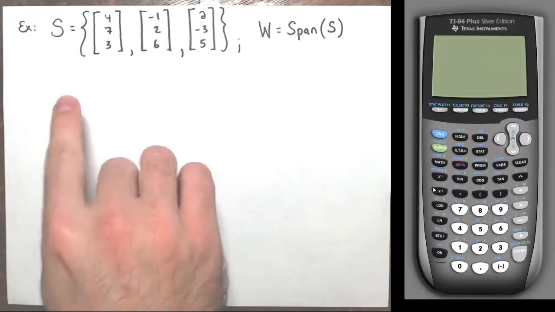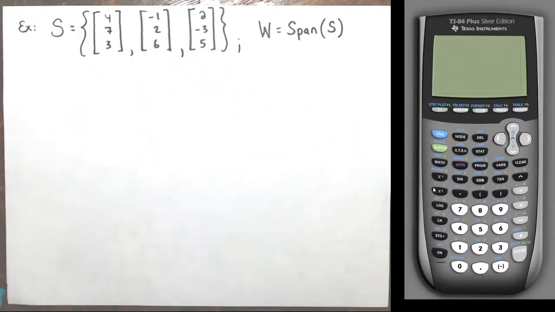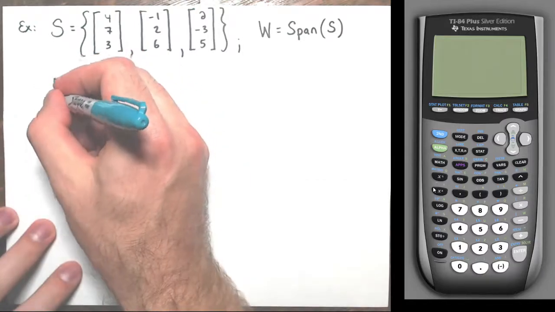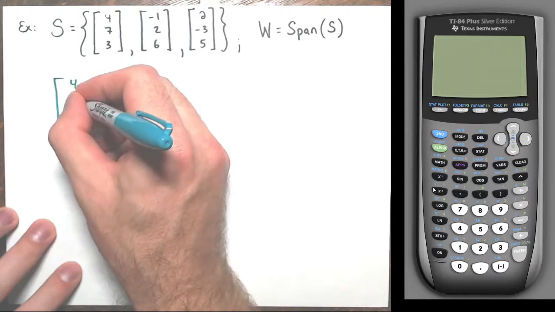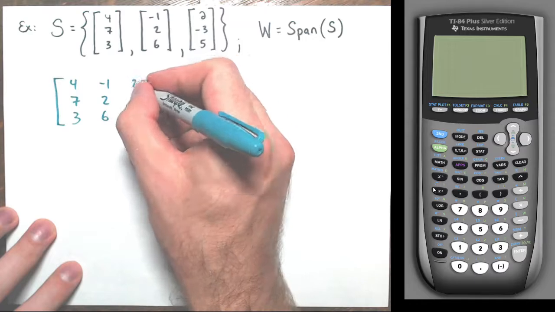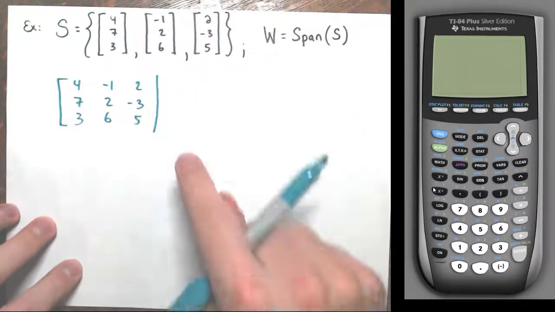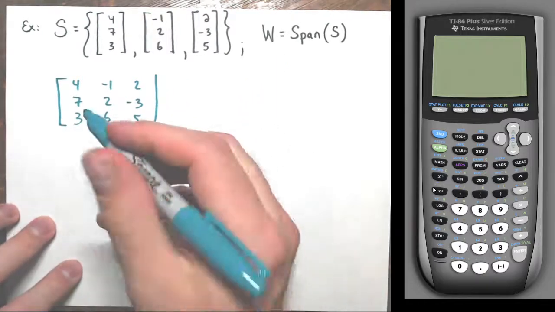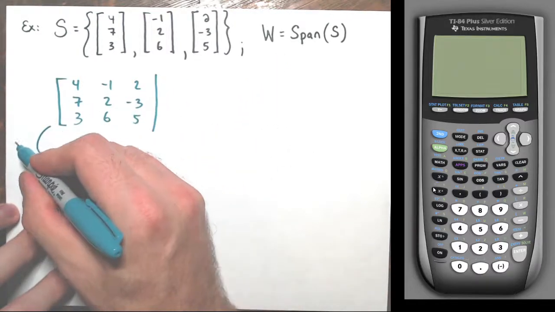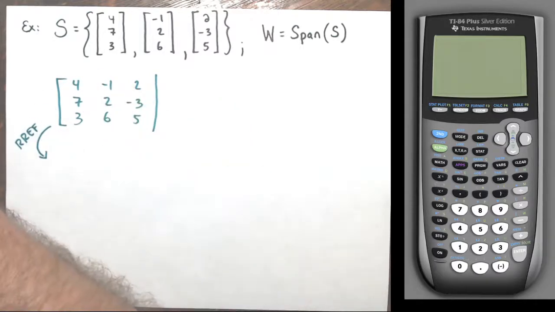So I'd set up that equation where I have a linear combination of these equal to the zero vector, 0, 0, 0, and set up the corresponding system, which would lead me to this matrix: 4, 7, 3 down the first column, negative 1, 2, 6 down the second column, 2, negative 3, 5 down the third column, and a bar, and then there'd be some zeros over here, but that'll always stay zeros. And then I put this into reduced row echelon form. Again, I go to the calculator just to save some time.